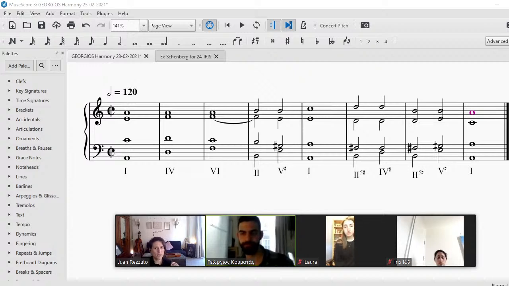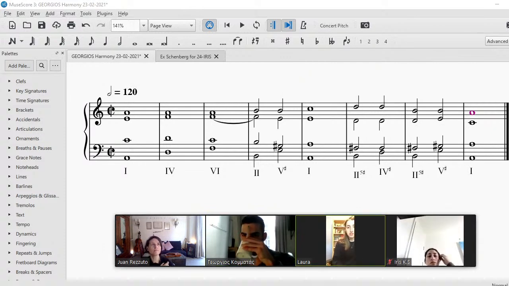Then when you have the diminished chords, which one? I mean, there's a question for everyone. Laura or Normal. Do you remember which note we cannot omit in the diminished chords? Third. It is.